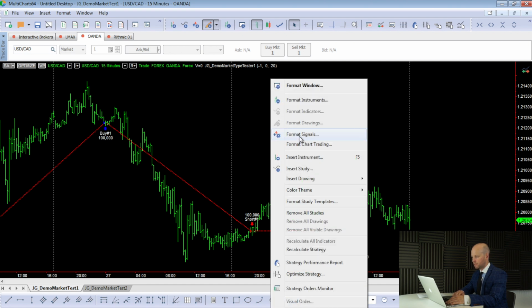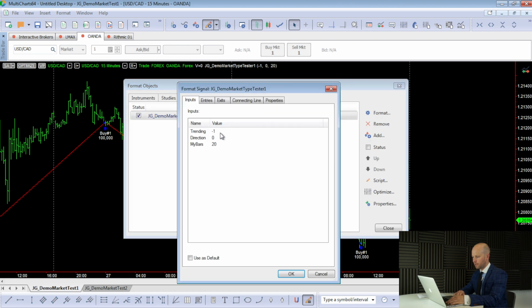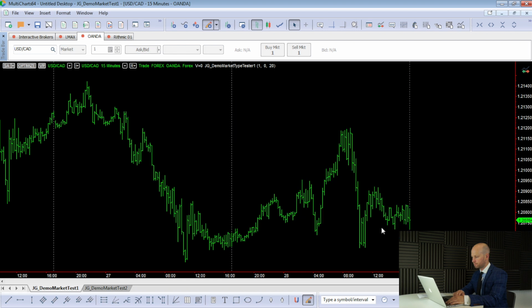But what happens if we do the opposite? Let's turn it around. So you see I'm on -1, so that's the reversal or the counter trend. Let's put it on the trending version. And now we can see we've got a breakdown of a 20-day low, so we short sell, and we've got a break up here of a 20-day high, so we buy.